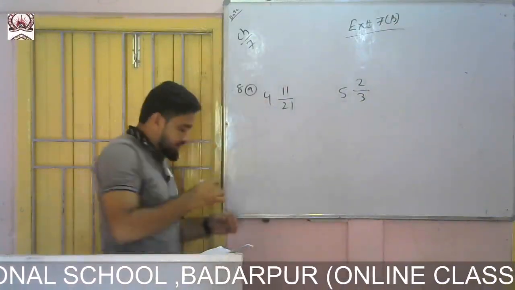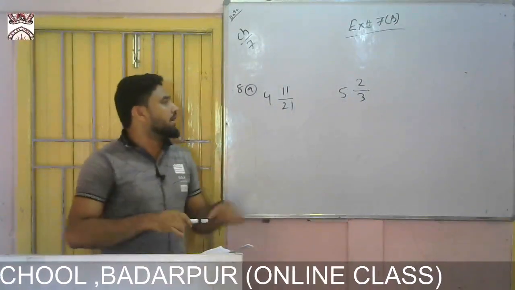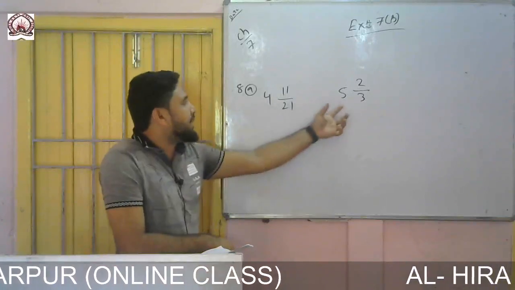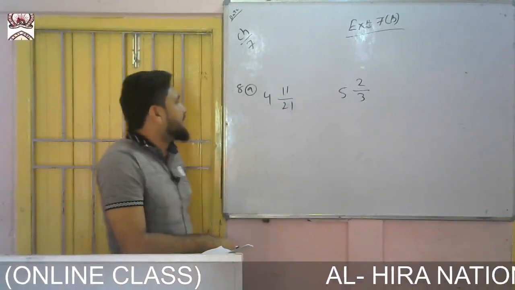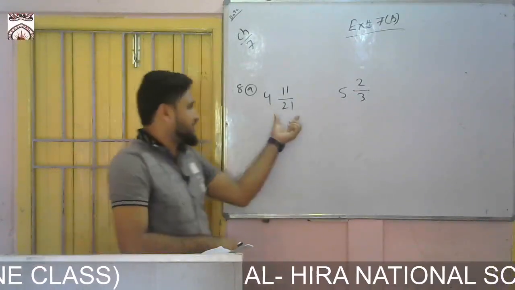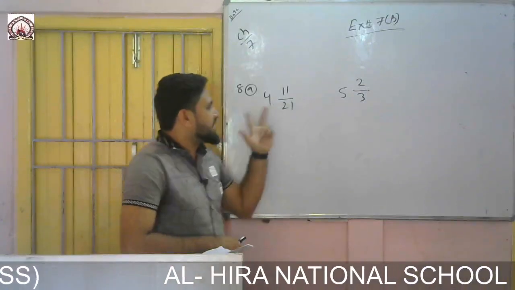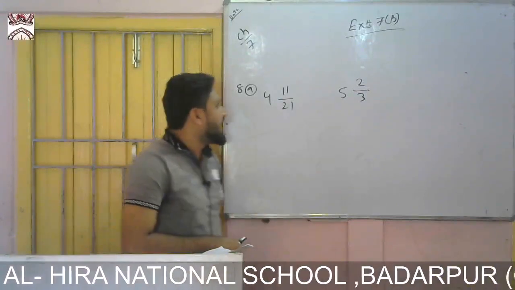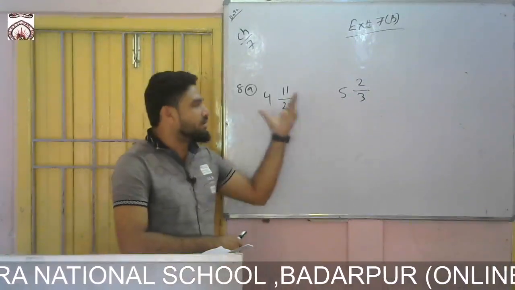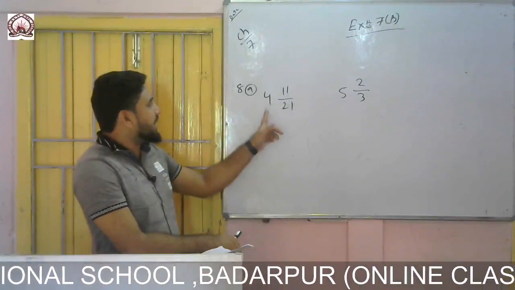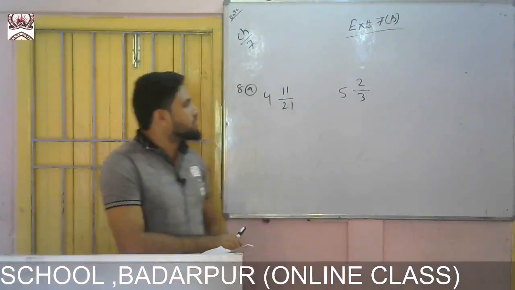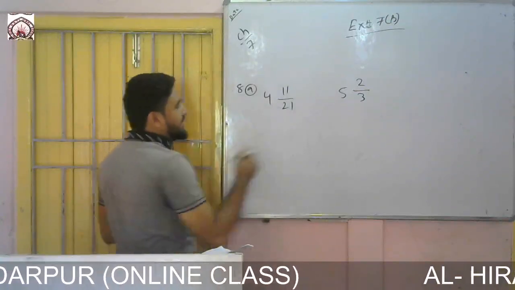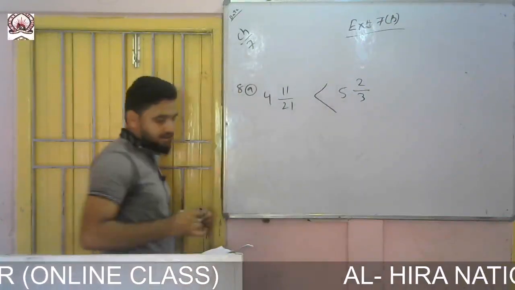So which one is greater? In this case you see both have the integral part. This is natural and this is fractional. So first you compare the natural part, 4 and 5. If the natural parts are the same, then you go for the fractional part. Since here 4 and 5, which one is greater? Obviously 5 is greater. So in this case this one is greater.